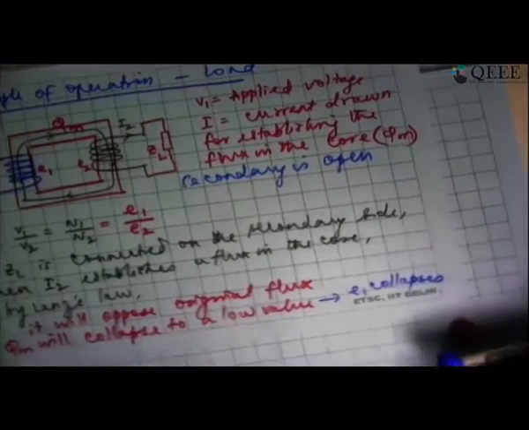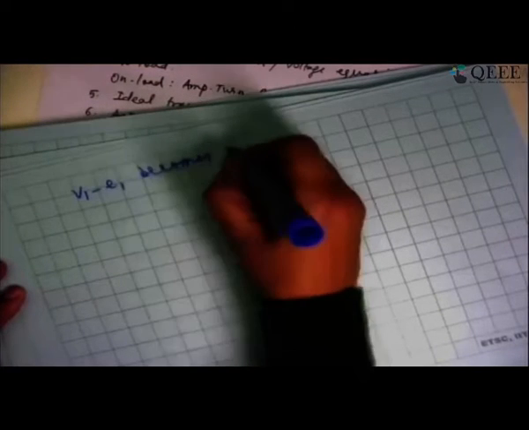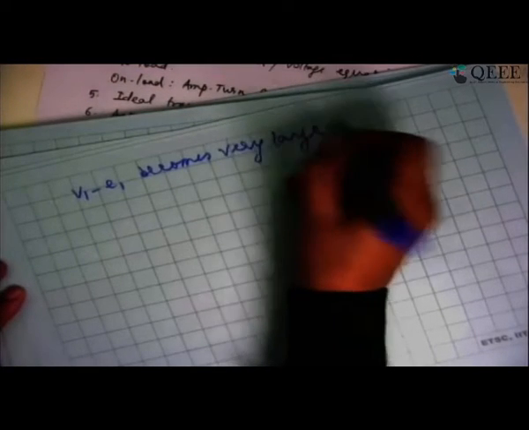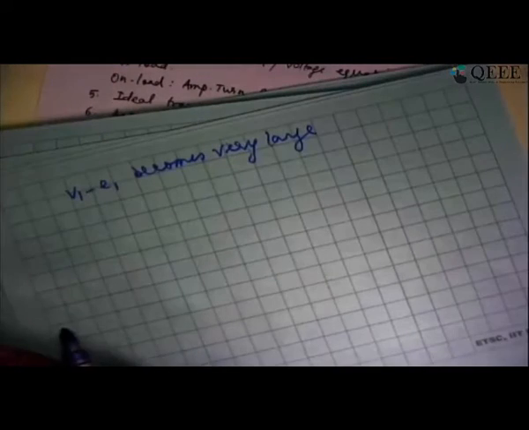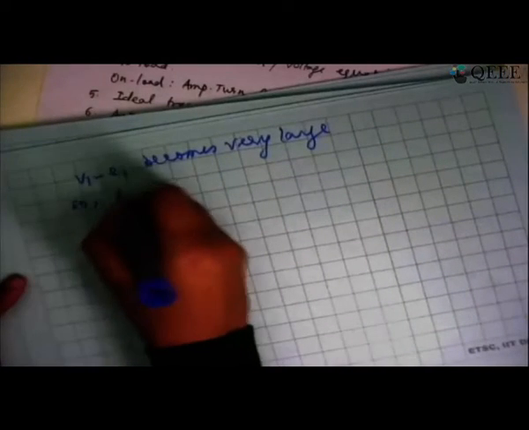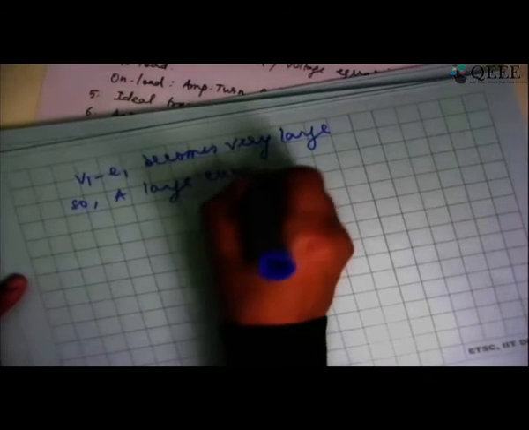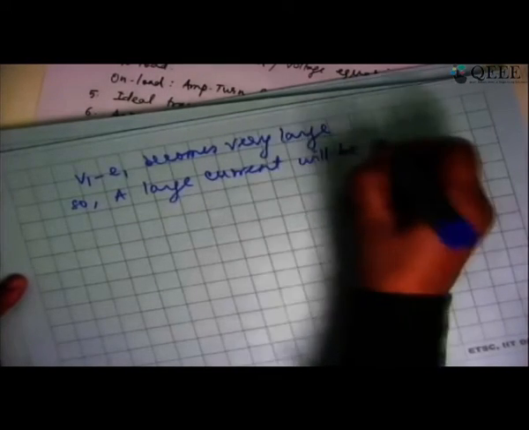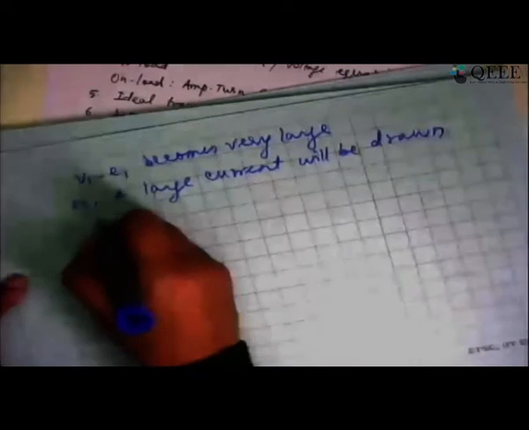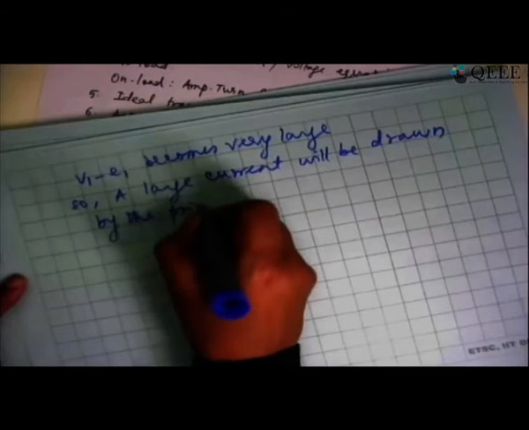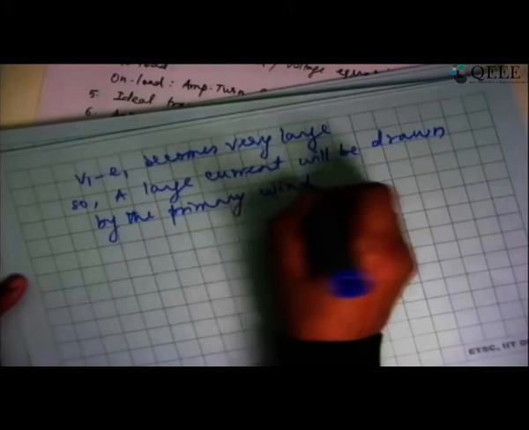Because E1 collapses, V1 minus E1 becomes very, very large. The primary voltage originally was being balanced exactly by the induced EMF. Now the induced EMF has come down, because of which this is going to become large. So a large current will be drawn by the primary winding from the power supply.